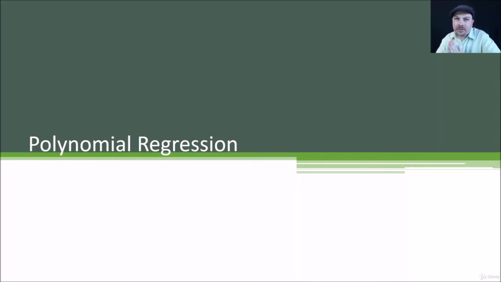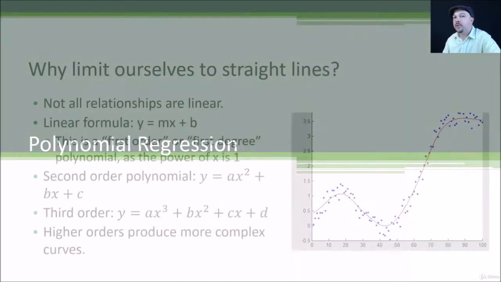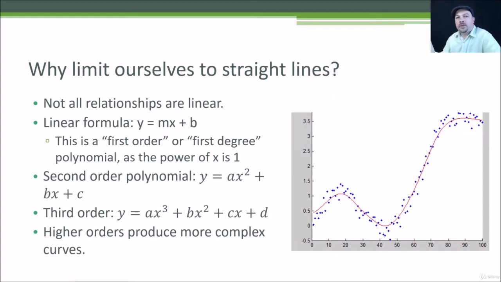of observations. Let's talk about polynomial regression, which is a more general case of regression. So why limit yourself to a straight line? Maybe your data doesn't actually have a linear relationship. Maybe there's some sort of a curve to it, right? That happens pretty frequently. Not all relationships are linear, but linear regression is just one example of a whole class of regressions that we can do.